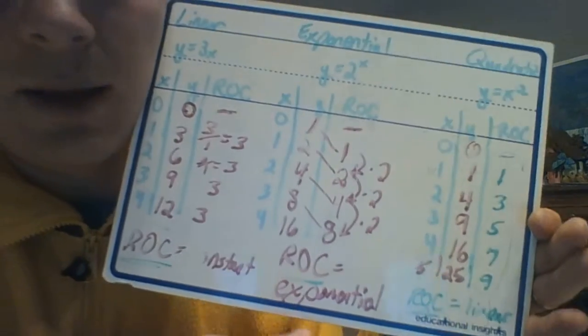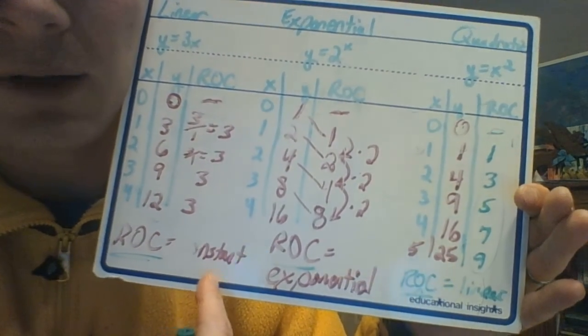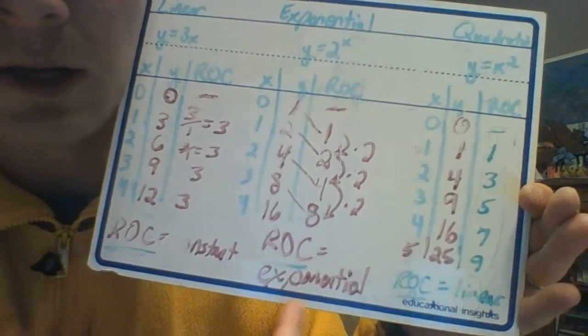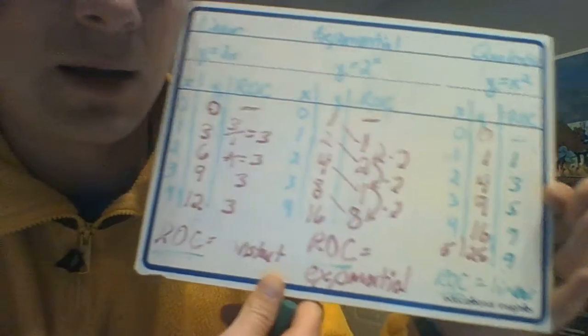You're going to do a few different types of problems with that idea. And probably on the assessment as well, I will ask you to describe this basic idea. So know that for linear, rate of change is constant, exponential rate of change is exponential, and for quadratic, rate of change is linear. That's kind of key.